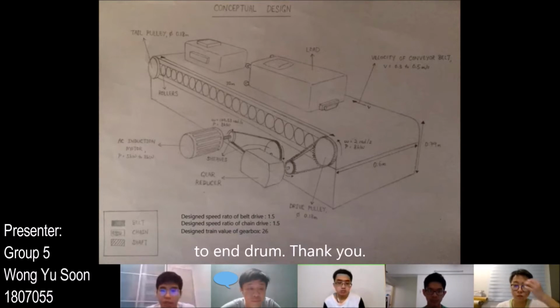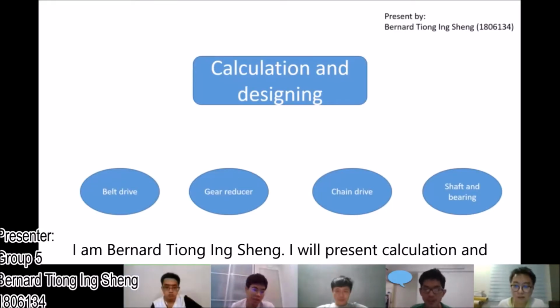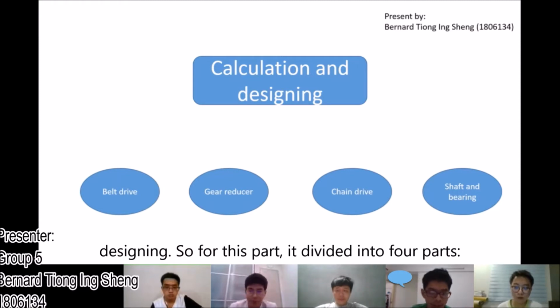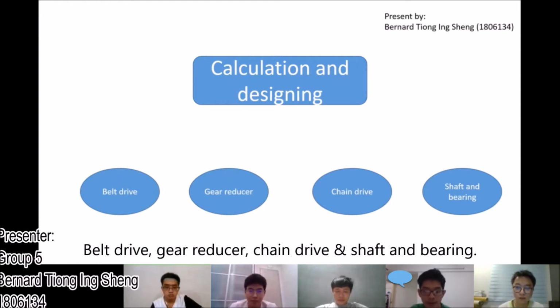Thank you. I am Tiong Yin Sheng. I will present calculation and designing. So this part is divided into 4 parts: belt drive, gear reducer, chain drive, and shaft and bearings.